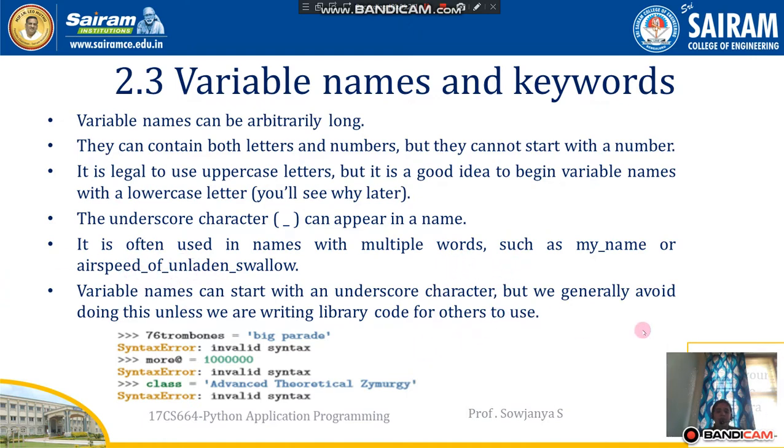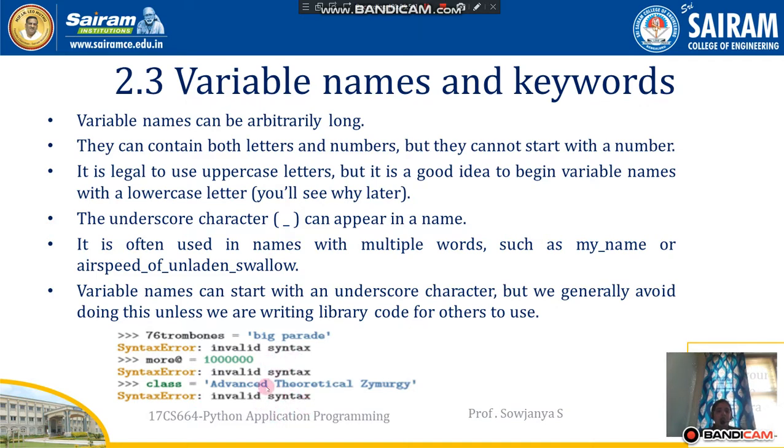So variable names can also start with an underscore character, but generally avoid using this unless we are writing library code. Make sure the variable name does not contain white spaces between the words, and it cannot start with special characters, but it can start with the underscore, and we can use the underscore instead of white spaces. That is how we can use variable names.